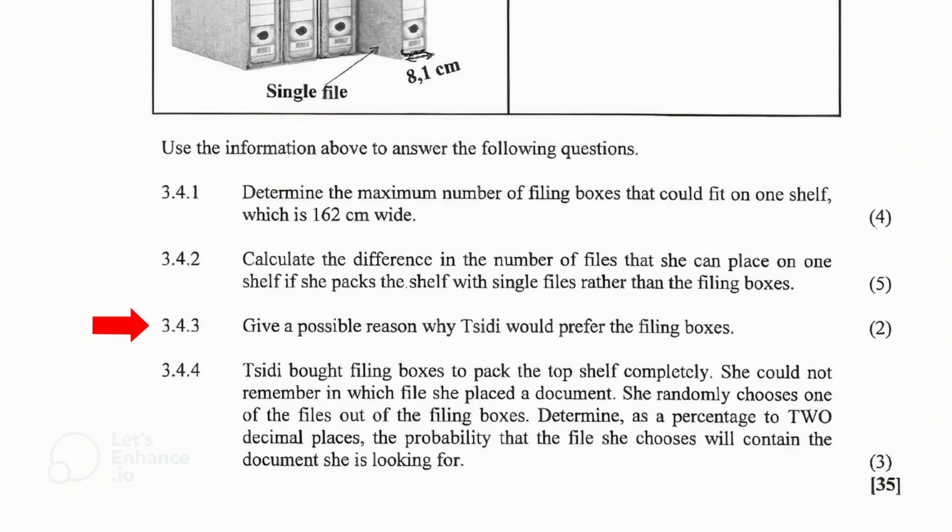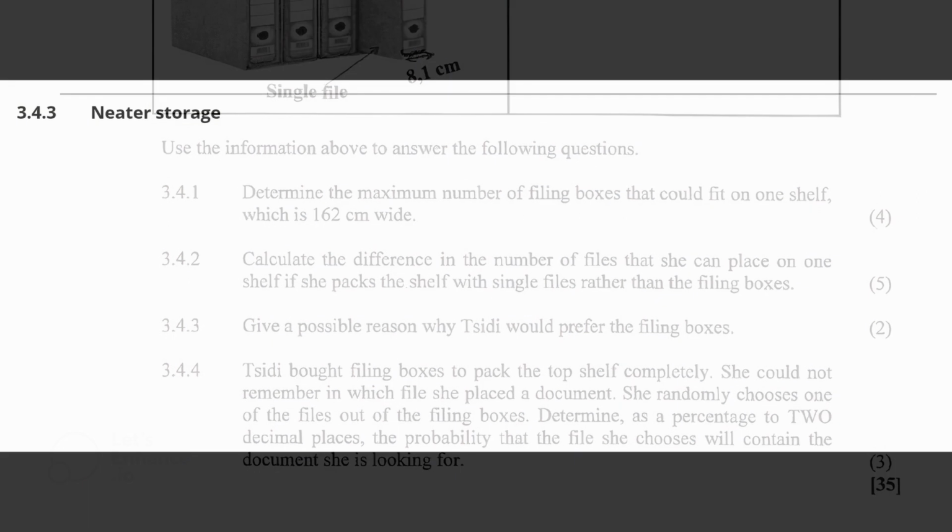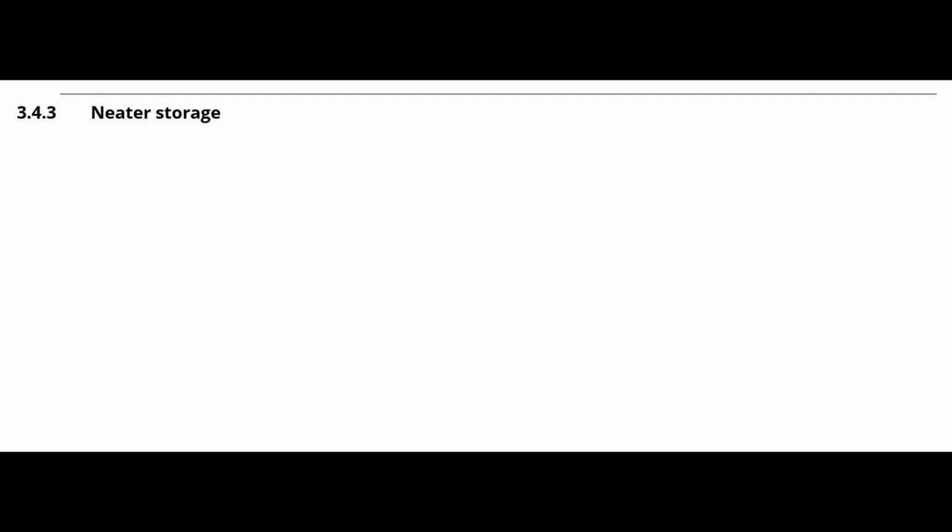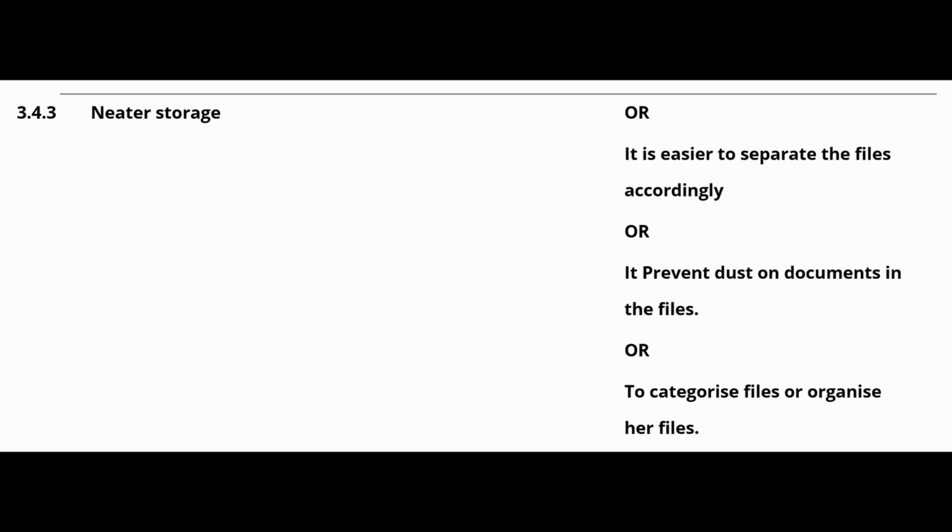3.4.3. Give a possible reason why CD would prefer the filing boxes. One of the reasons that can be given is that filing boxes are neater than single files, so neater storage. Other reasons that are acceptable are it is easier to separate the files accordingly. It prevents dust on the documents in files, or to categorize files or to organize files.